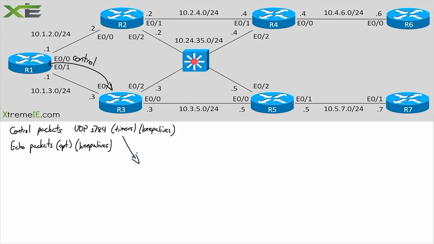Now, when we enable BFD, we're going to have a few different pieces in the command. So we're going to have our BFD interval. I'm just going to say int. We're going to have our min underscore RX, which is the minimum receive. I'll get to what they mean in a second. And then we're going to have the multiplier.